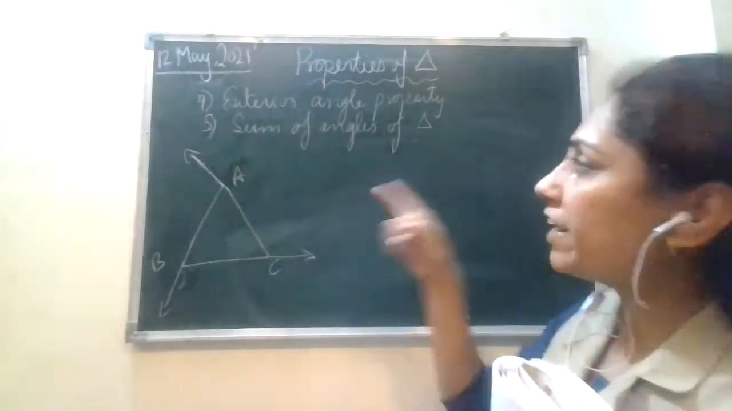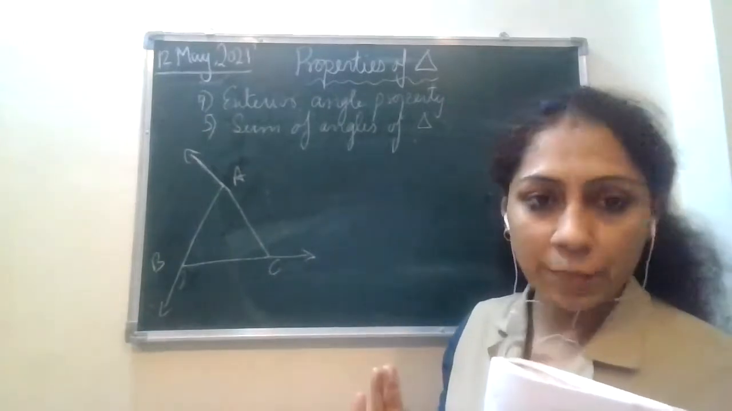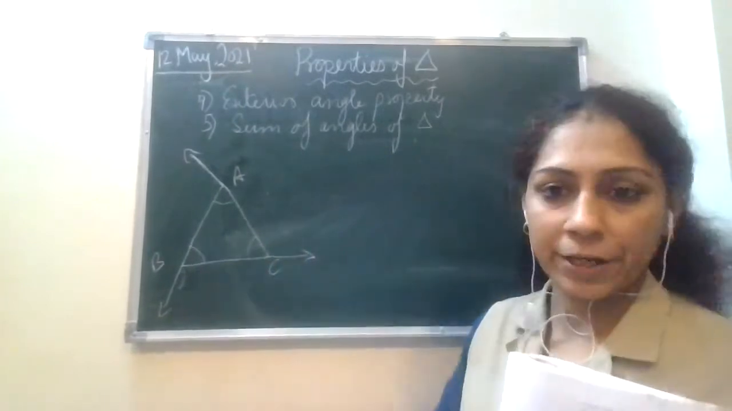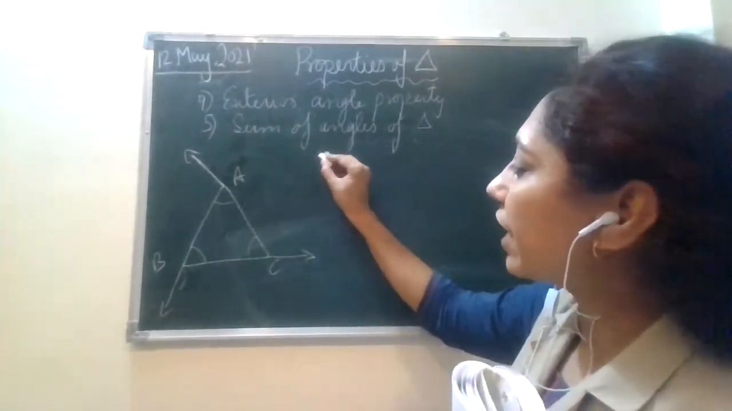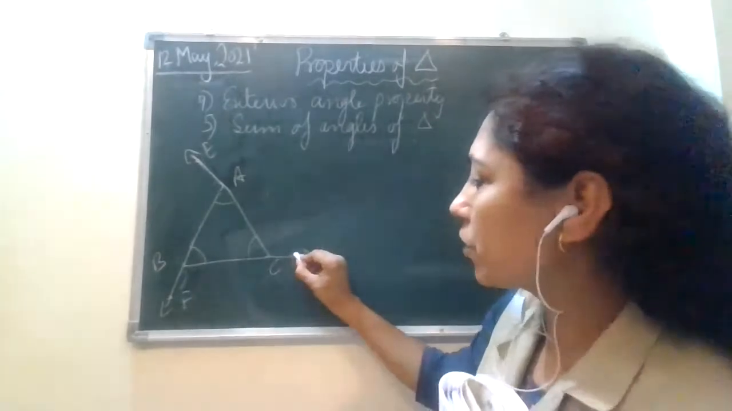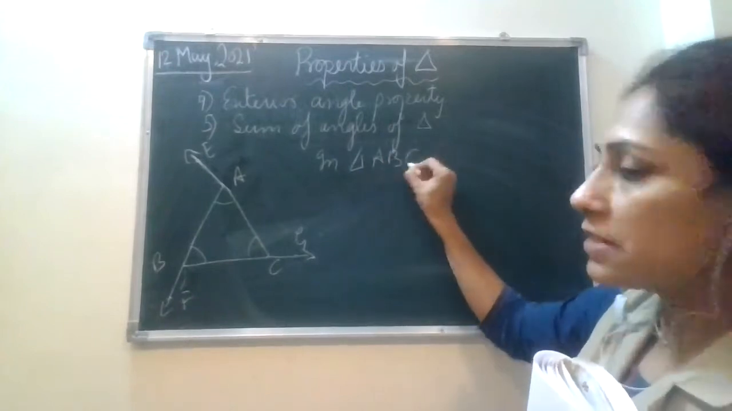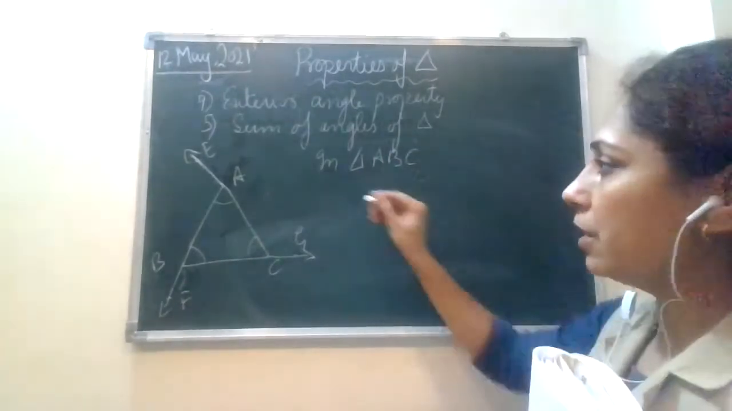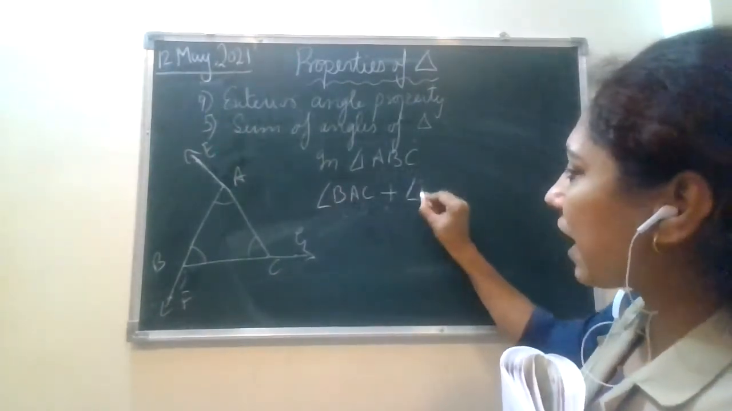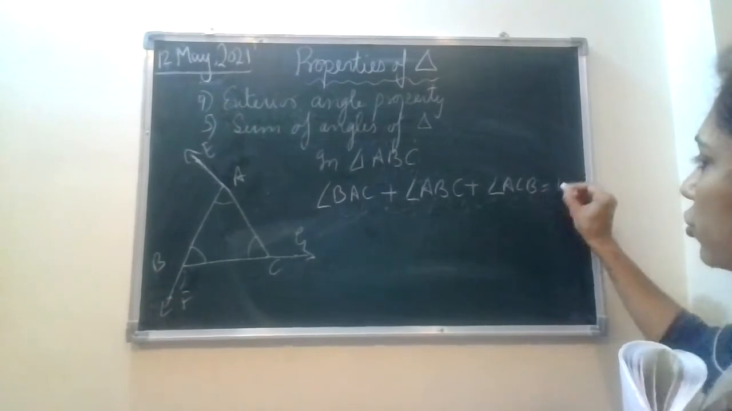Now, relating it with the sum of angles of a triangle, I told you, you draw any triangle ABC, or DEF, whatever you name accordingly. If you sum these 3 angles, it will come out to be 180 degrees. So I'm writing over here, in triangle ABC, angle BAC plus angle ABC plus angle ACB is equal to 180 degrees.